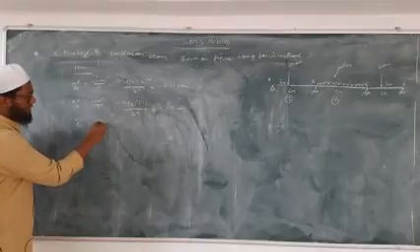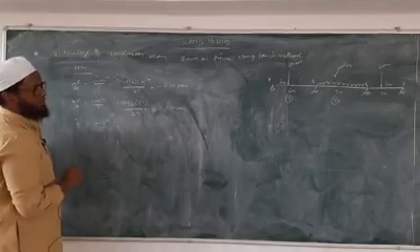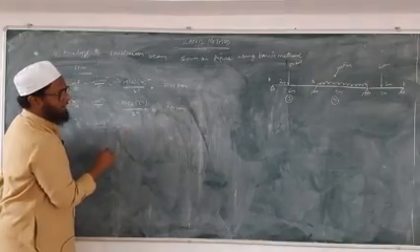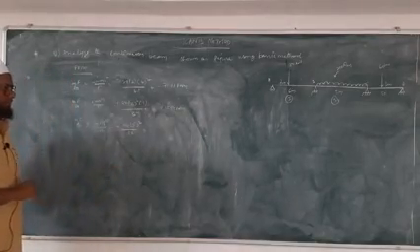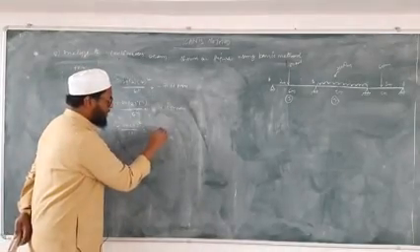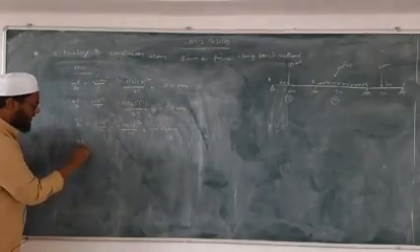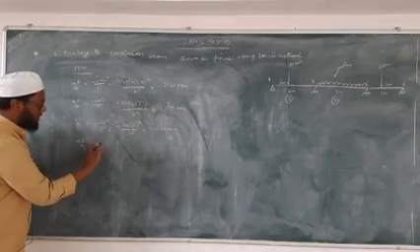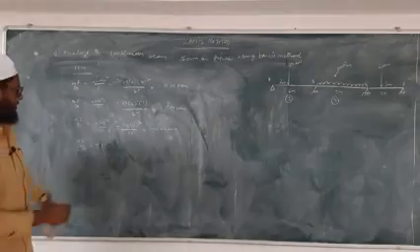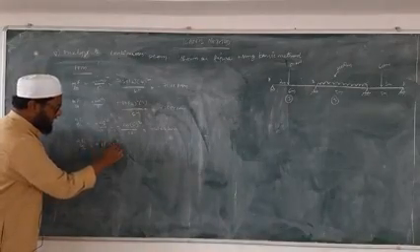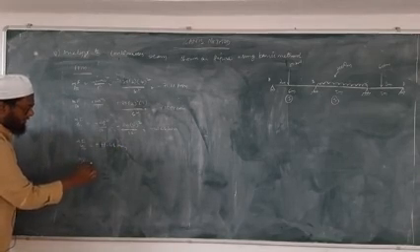MF BC is equal to minus W L square by 12. W is how much? 20 into L, divided by 12. Tell me this value. Minus 41.66 kilonewton meter. And similarly, MF CB is equal to plus 41.66 kilonewton meter. What about MF CD?